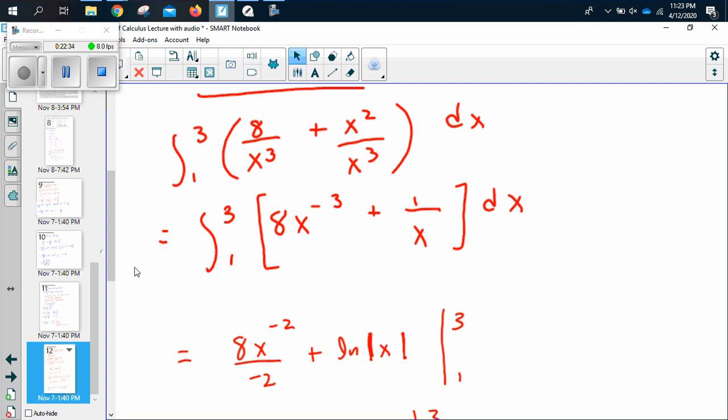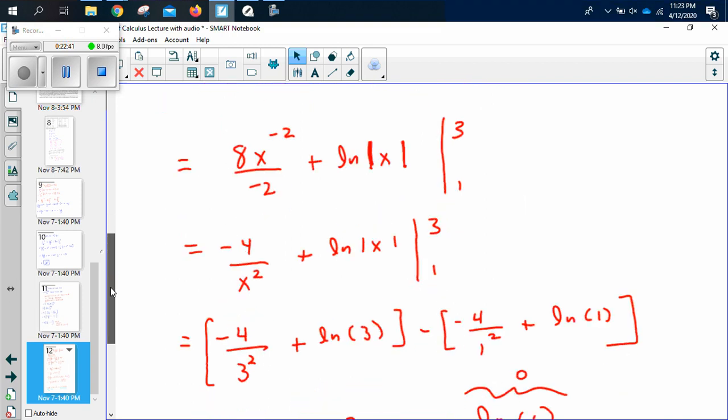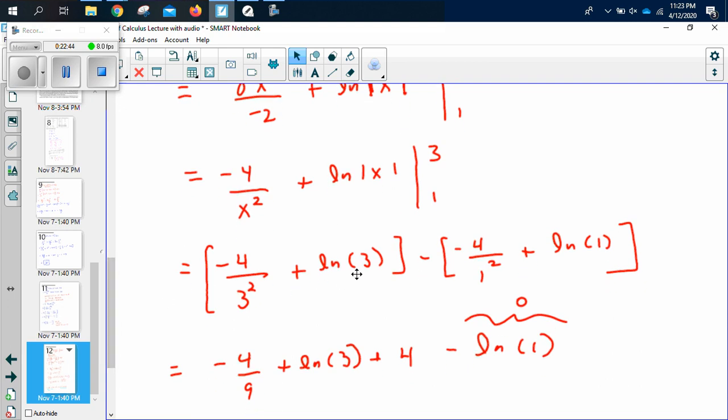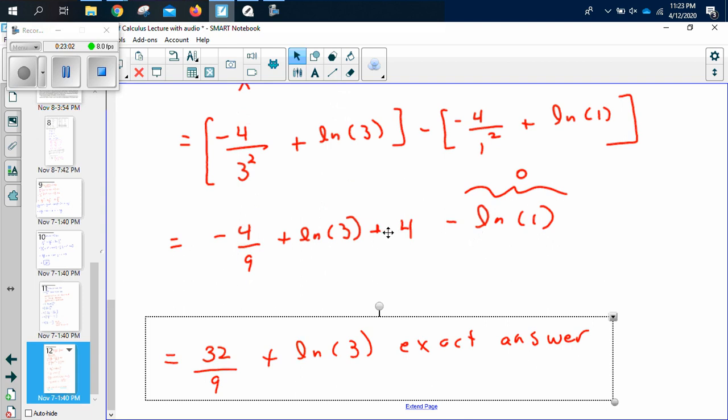So in this step, I found my antiderivatives, and then I just simplified it a little bit, and then I'm going to substitute in the 3 and the 1. I substitute in the 3, I substitute in the 1. Then I just write it out, distribute the negative. But the natural log of 1 is just 0. What power do I raise e to get 1? That would be the 0 power. And so this is my answer. I collected like terms, so I added these two terms together, and this is the exact answer that I want.